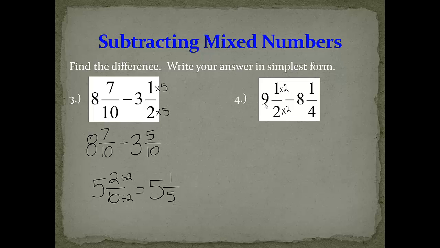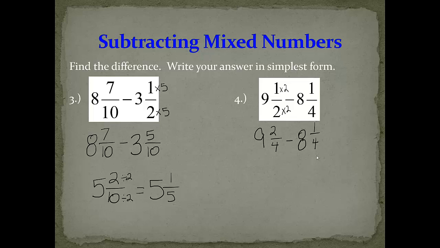The whole number stays the same. It stays 9. And then for the fraction, 1 times 2 is 2, and 2 times 2 is 4. And then we're going to subtract the second mixed number, 8 1/4. The fraction for this mixed number did not change because our denominator was already 4.